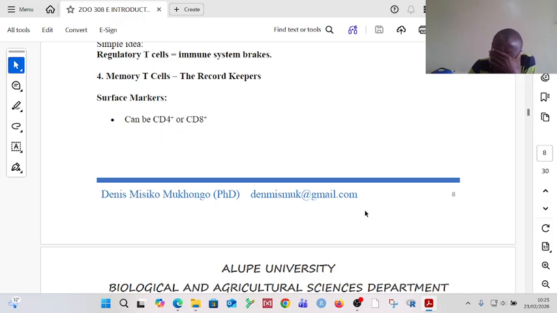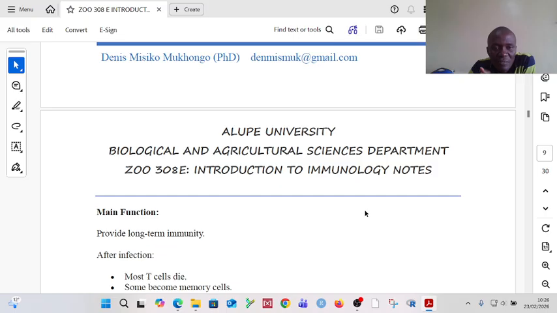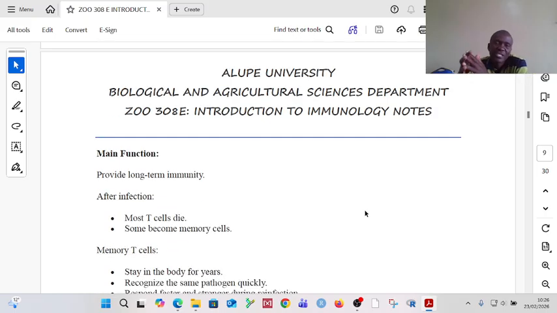The memory T cells, we said, are like the record keepers. These are the ones that will hang around. These are the ones that will be able to identify the pathogen in the future. And because they've identified that pathogen before, they can be mobilized faster to help in clearing that pathogen. So in essence, the memory T cells help in providing long-term immunity.